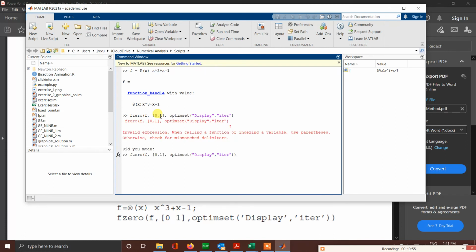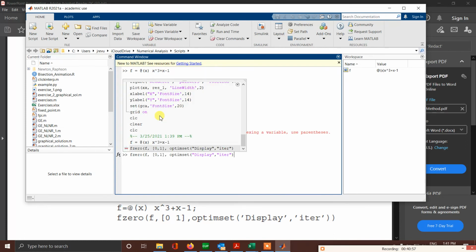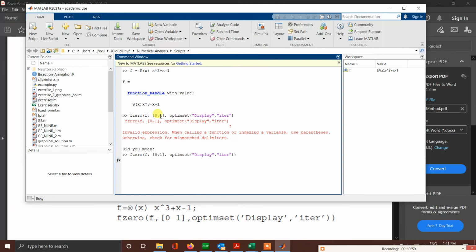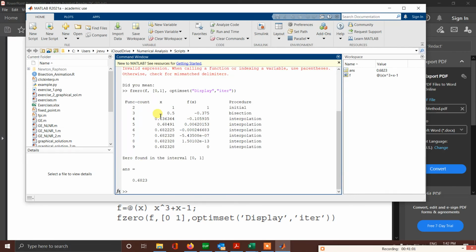And the solution is 0.682328, which is the same solution as we obtained for the original one. So this is also provided here. Initially it uses the bisection method, and then it uses the interpolation, the IQI, the one we did. So let's actually do the example again, this example, to show how it works for this one.